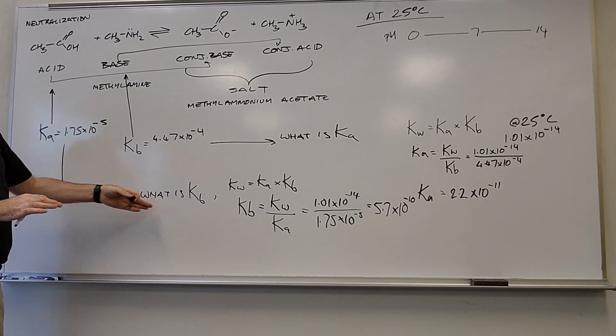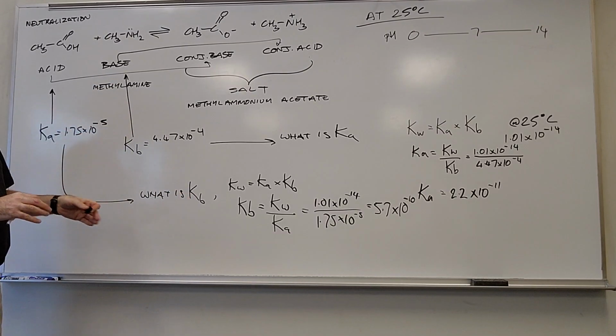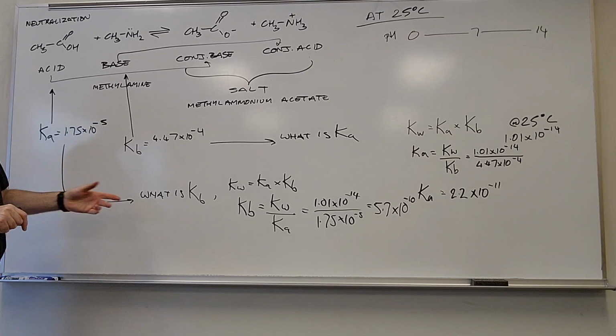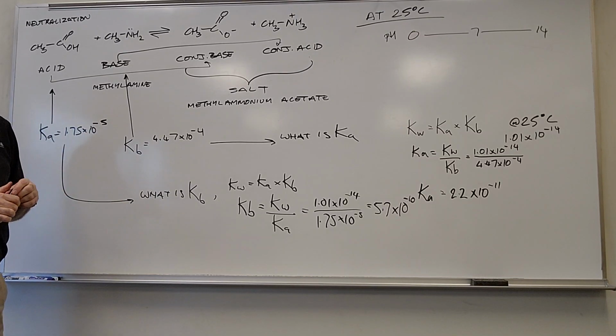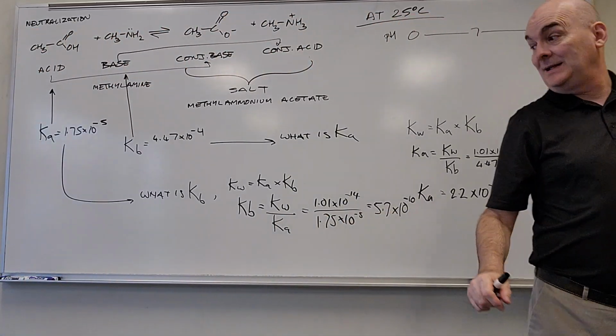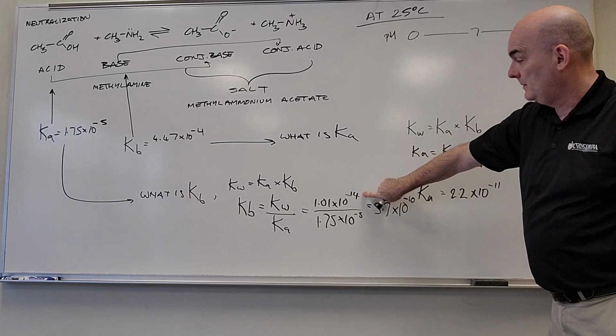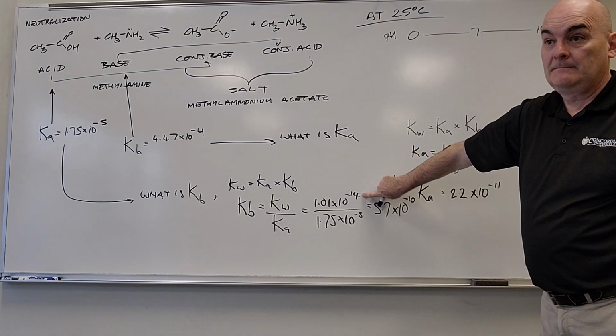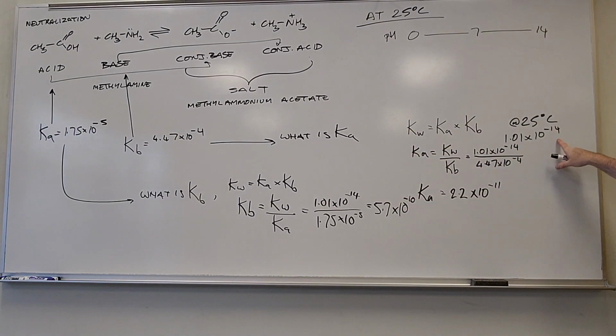If you were doing one of these calculations for yourself and finding out that, oh, my Ka is something times 10 to the negative 20, you've done it wrong. You're outside the bounds of where you are. It is limited by that number, Kw. Kw is your limit, okay? Everything is going to be inside that boundary.